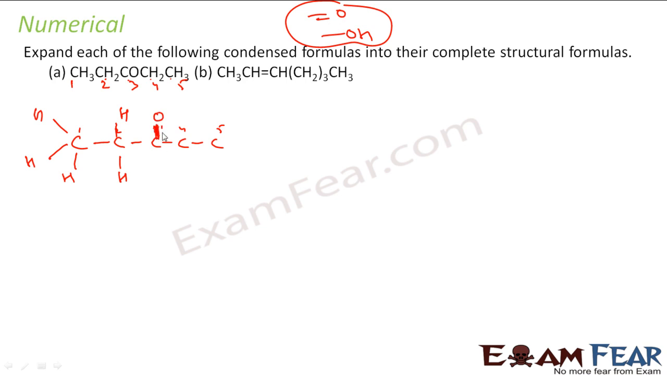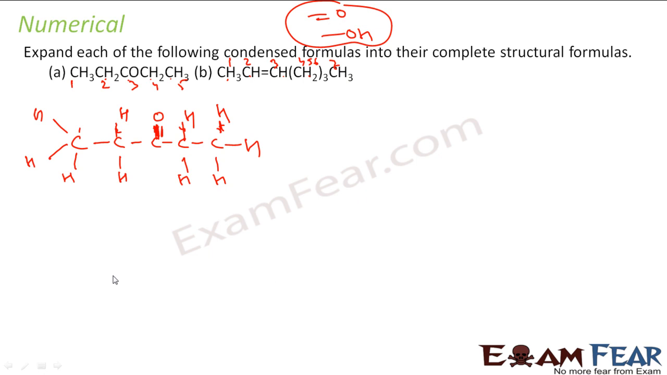The fourth carbon has 2 hydrogens, and the fifth has 3 hydrogens. So this is how it will look. Easy. Let's take the next one: 1, 2, 3, 4, 5, 6, 7. Sorry, there are 7 carbons here, right?